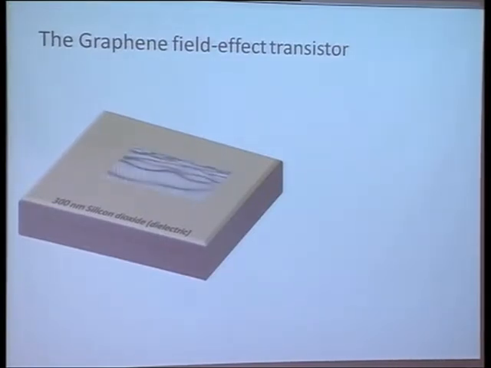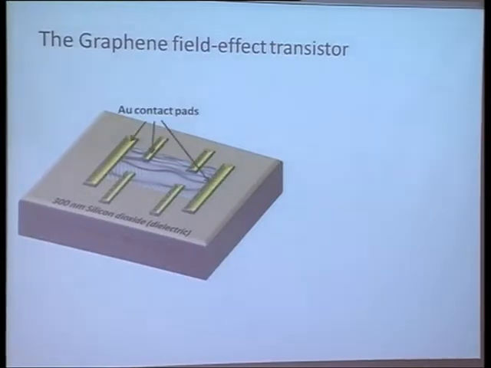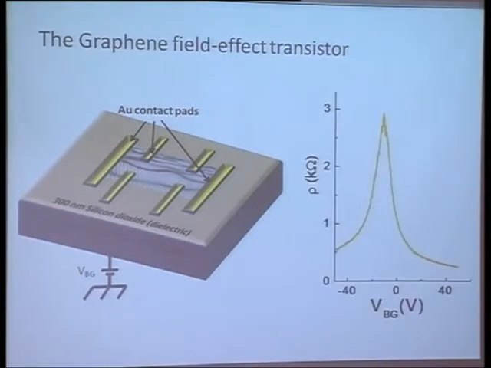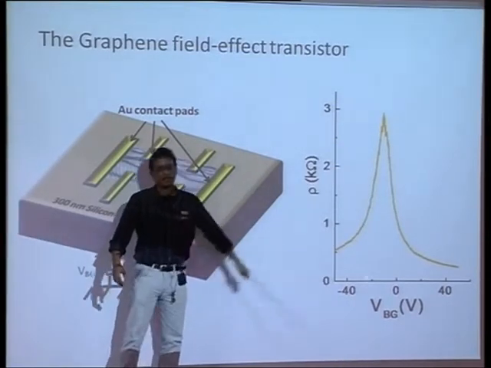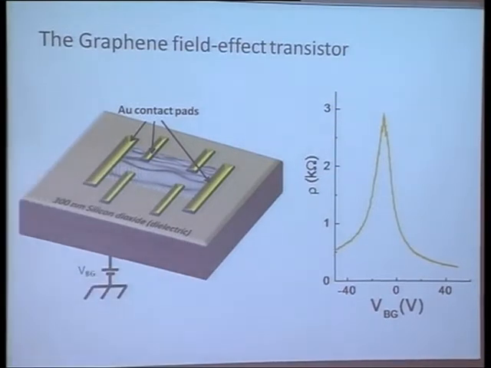So you put graphene on top, and then put some electrical contacts, and then you apply a gate voltage on the back. If you put a positive gate voltage, then you induce electrons in graphene. If you apply a negative gate voltage, you induce holes in it. Because of this, on both sides, the resistance eventually comes down. So this is a bell-shaped curve, which is a generic feature of a graphene field effect device.